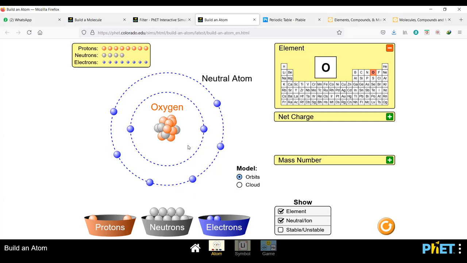Shahd, I think Shahd was asking. So Shahd, now you have the same number of protons and electrons. Can you tell me what the oxygen atom is going to do? Is it going to lose or gain electrons to be stable, to complete its outermost energy level?